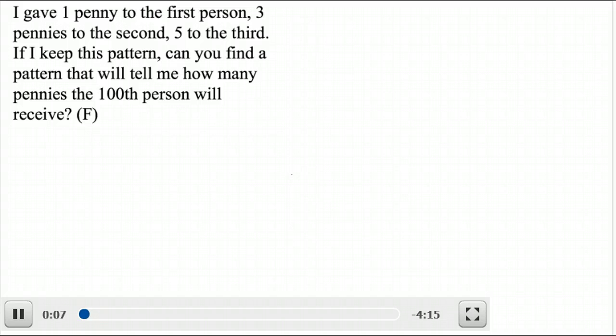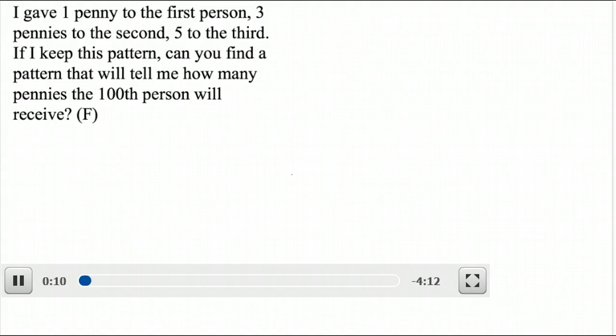Problem reads, I gave 1 penny to the first person, 3 pennies to the second, 5 to the third. If I keep this pattern, can you find a pattern that will tell me how many pennies the 100th person will receive? So, first, this looks like a money problem, but this is really more about patterns than money.